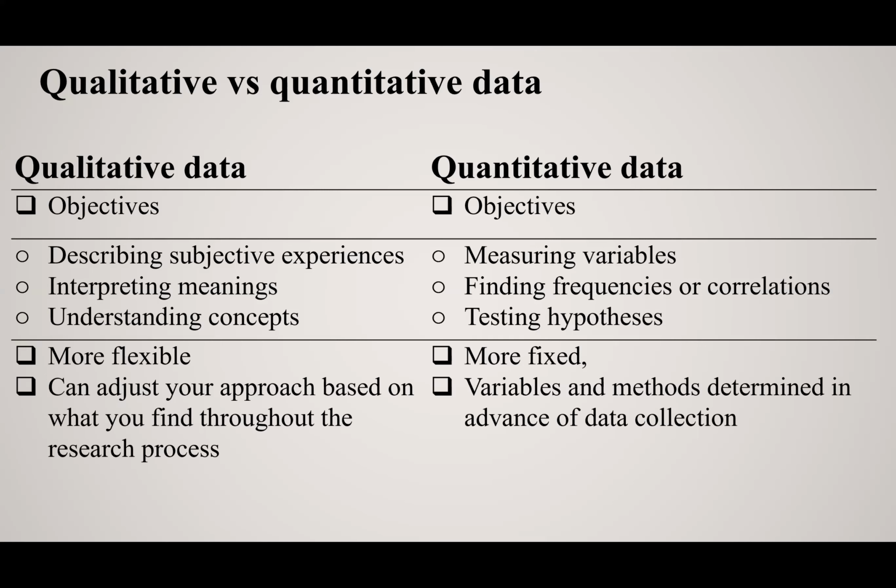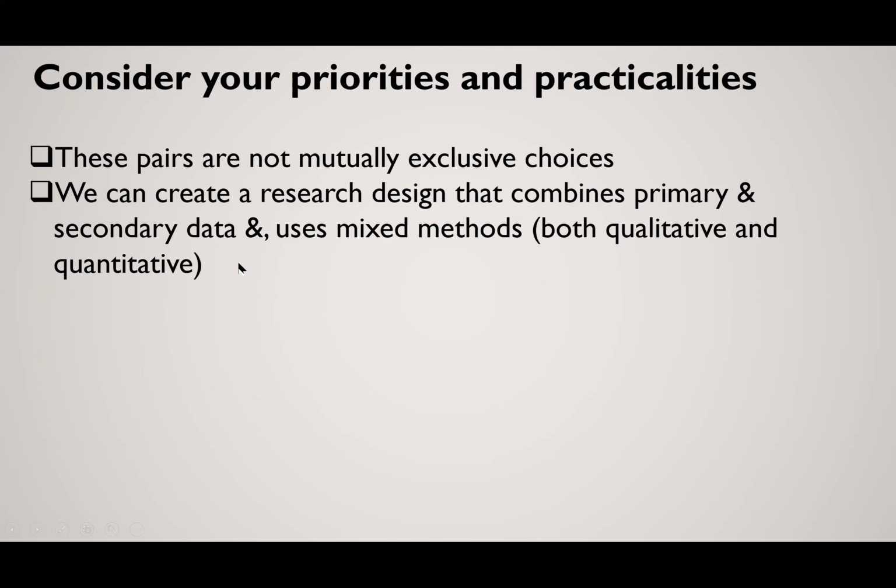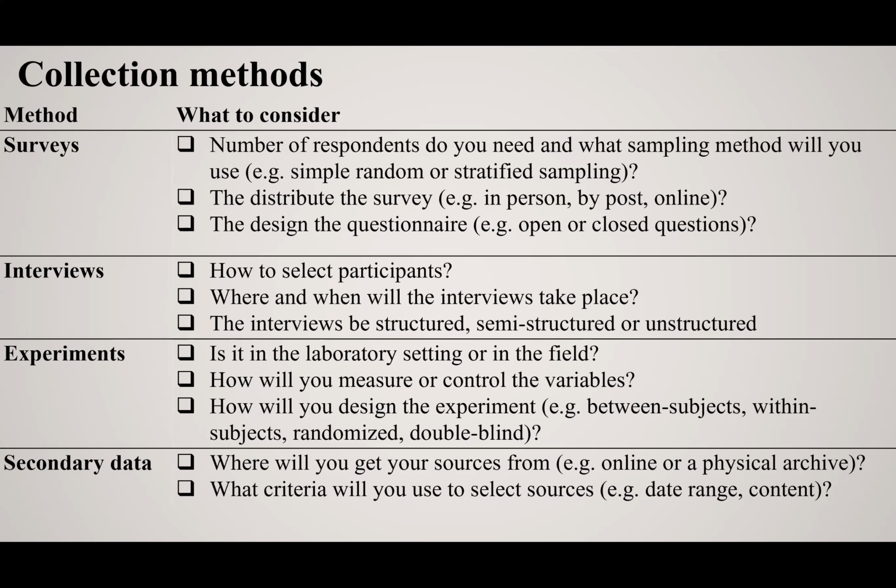So quantitative are numbers that you can test. Qualitative, you cannot test. Qualitative, you can change with time. Quantitative one, we cannot change. Quantitative is you have to determine it before the study. Qualitative, you can change with going on, when you go on and collect the data. Yes, thank you. You're most welcome. So now, please remember to consider your priorities and practicalities when you consider qualitative or quantitative.